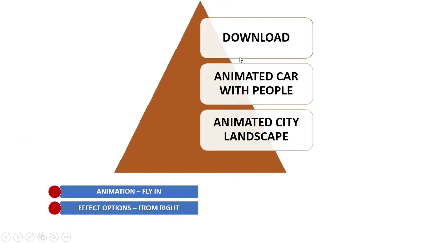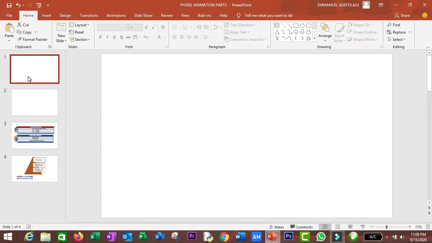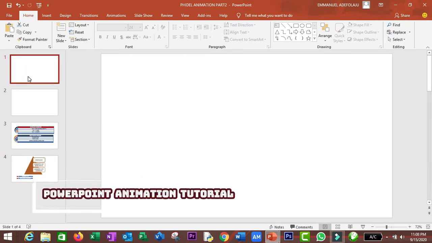Then what we'll be downloading for this project is an animated car with people, and also an animated city landscape. The animation we'll be making use of today is the flying animation, and the effect option is from right, flying animation from right. So let's jump straight into our animation project for today.